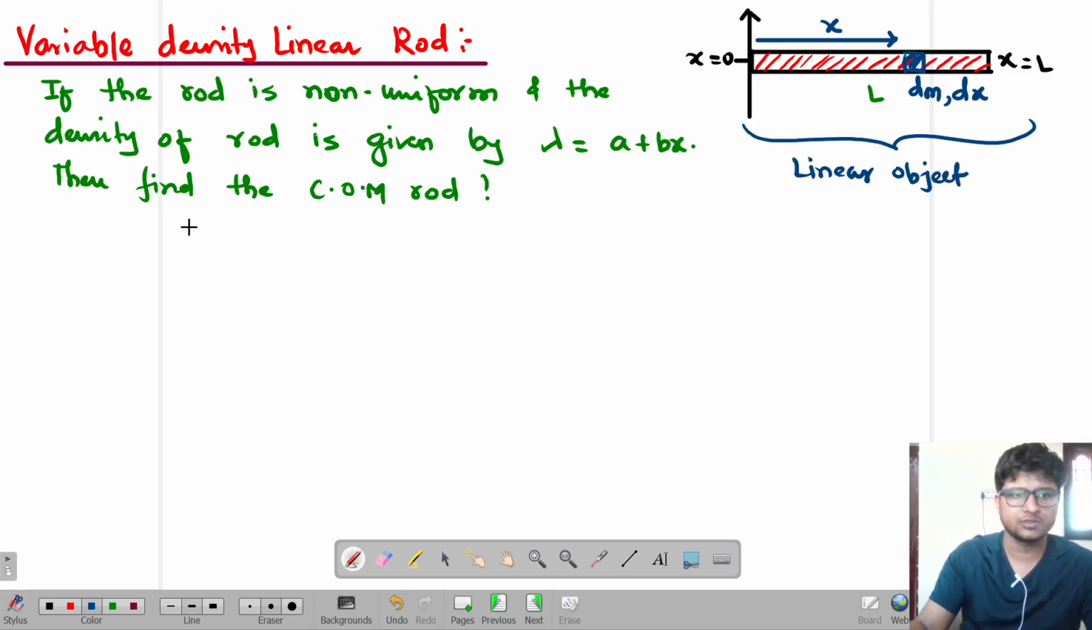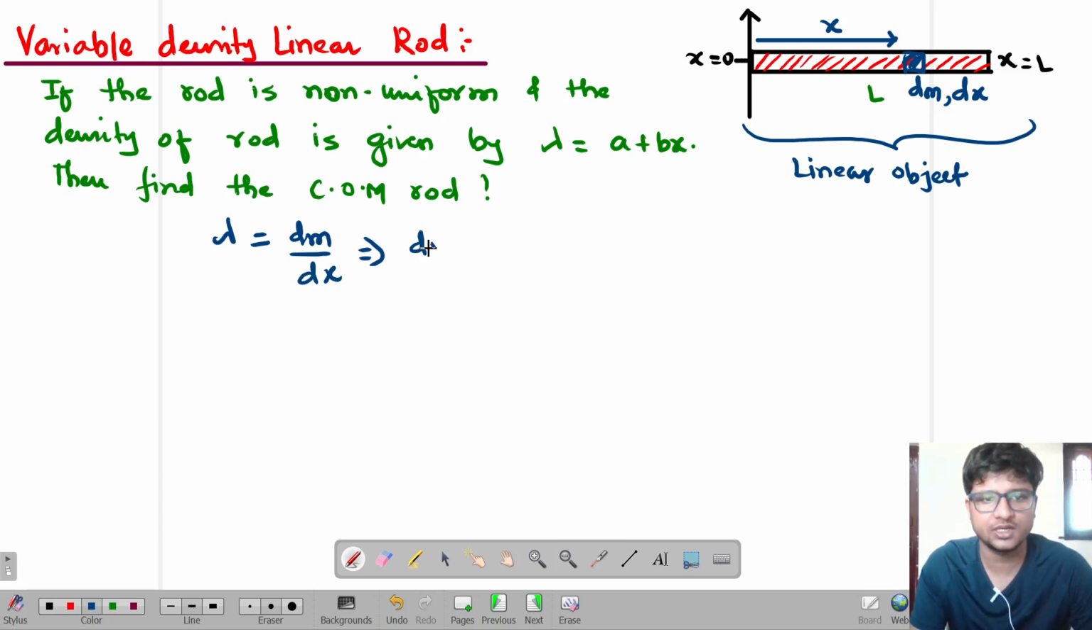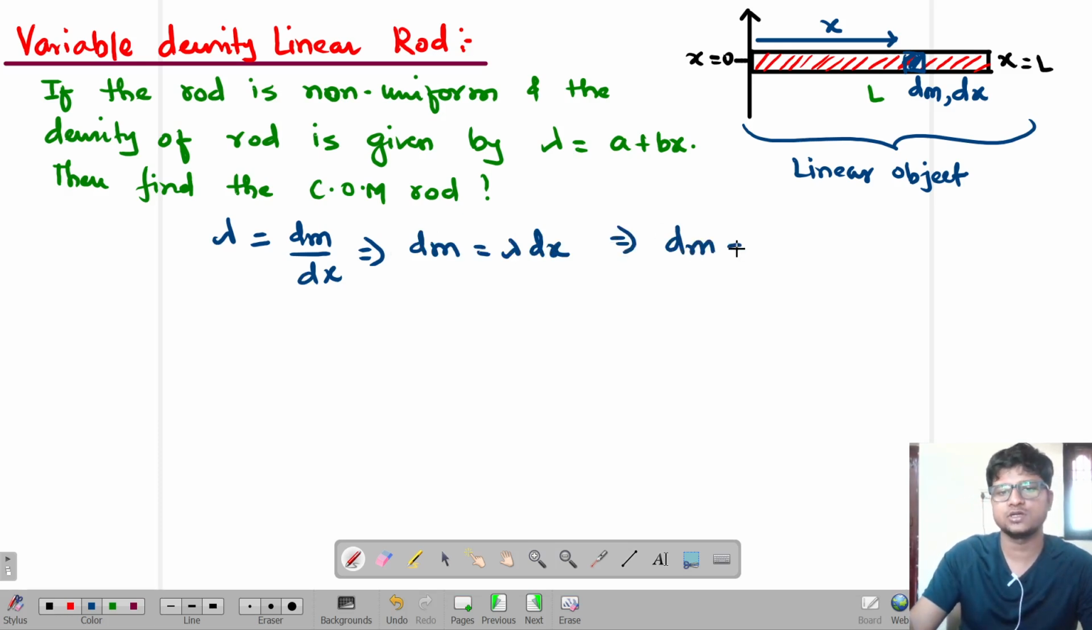So what will I do? Simple. We know that lambda is given. Lambda means total mass by total length, and that is equal to a small mass by a small length. Yes or no? So we can write now, dm is equal to what? Lambda into dx. What is lambda given? This implies dm is equal to a plus bx into dx.